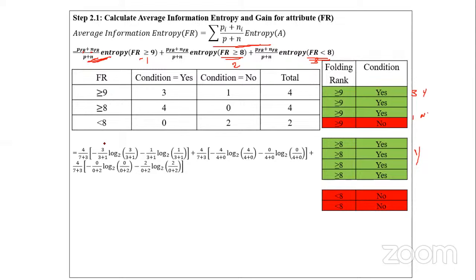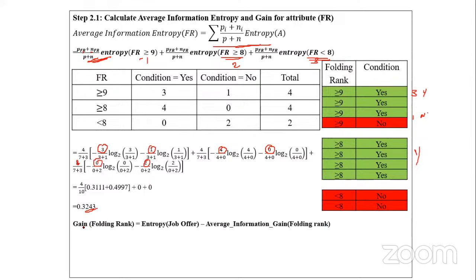On the whole, on the first one, I am having 4 values here. From that 4, 3 are positive and 1 is negative. On the remaining 4, 4 are positive and 0 negative. On the remaining 2, sorry, a small mistake here, it's going to be 2. From the remaining 2, we have 0 positive and 2 negatives. After solving this, we will get this value. So this is the average information entropy.